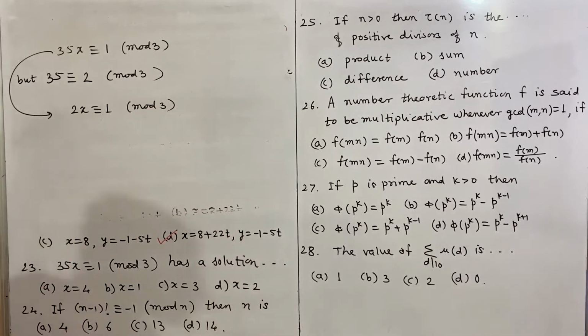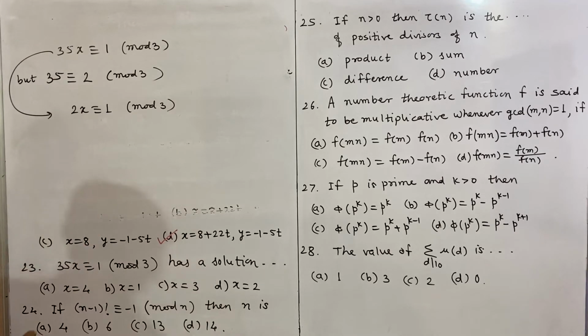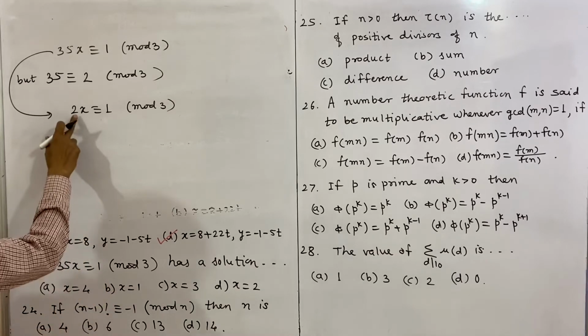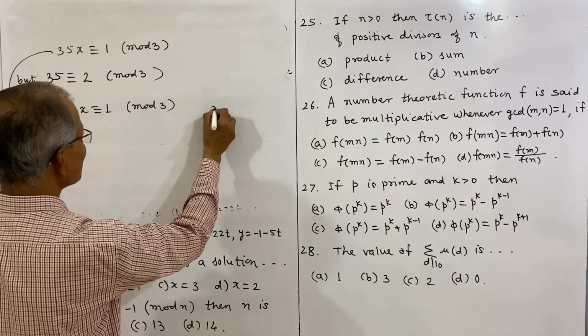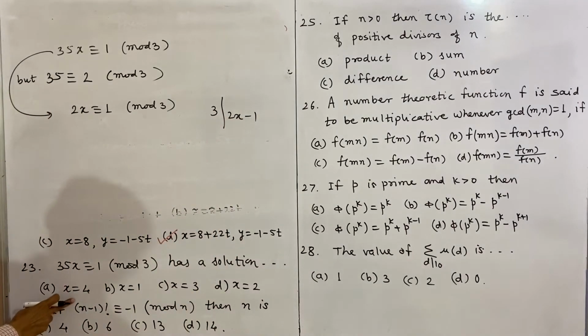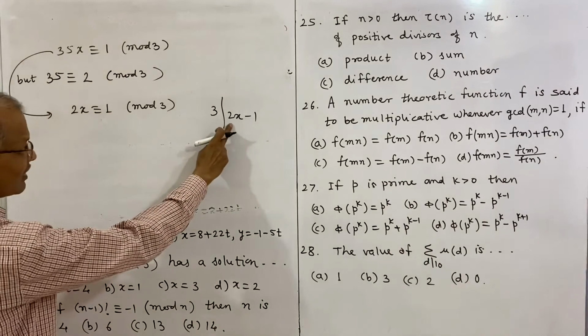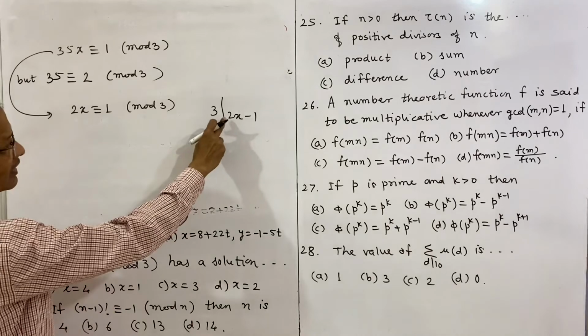And now we can check the solutions among these easily. Whether 8 is congruent to 1 under modulo 3? No. And x is 1, that is 2. How to check it? 3 must divide the difference 2x minus 1, and you put the values of x. 3 divides 8 minus 1, 7? No. X is 1, that is 2 minus 1.